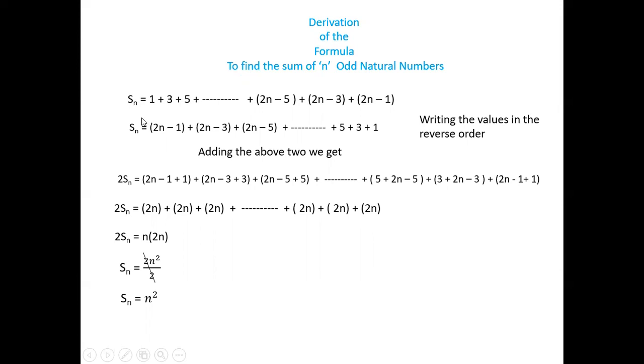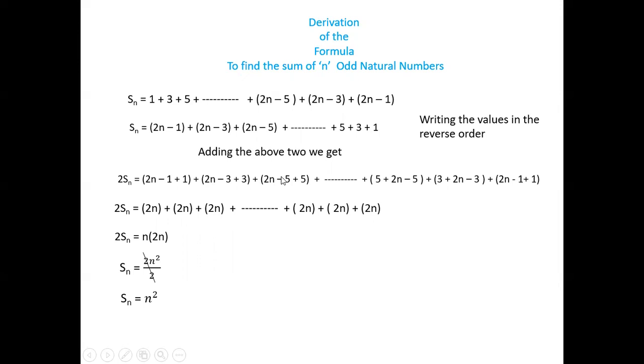Adding these two, Sn plus Sn is 2Sn is equal to 2n minus 1 plus 1. Then 2n minus 3 plus 3. 2n minus 5 plus 5. So on it goes. 5 plus 2n minus 5. 3 plus 2n minus 3. 1 plus 2n minus 1. So plus 1 minus 1 cancels, it is only 2n. The first term here is only 2n. Here 3 minus 3 cancels, and the second term is also 2n.